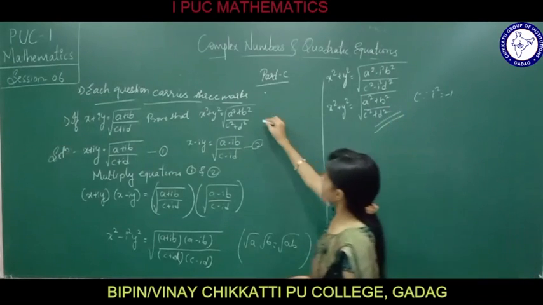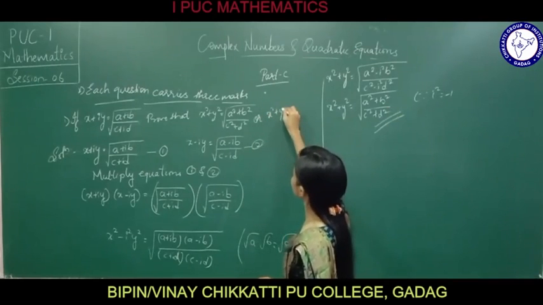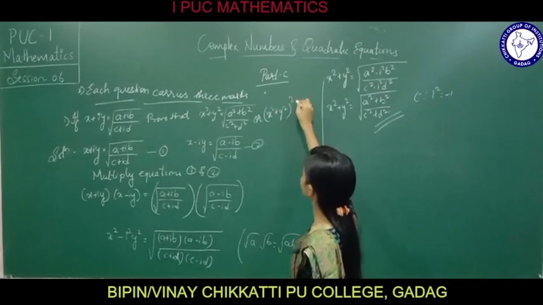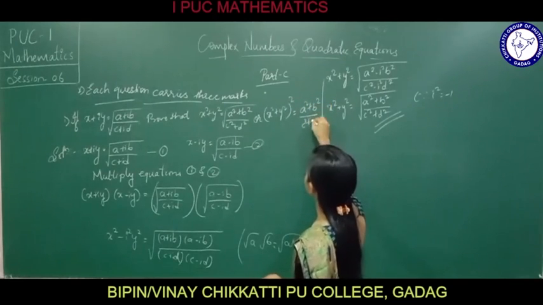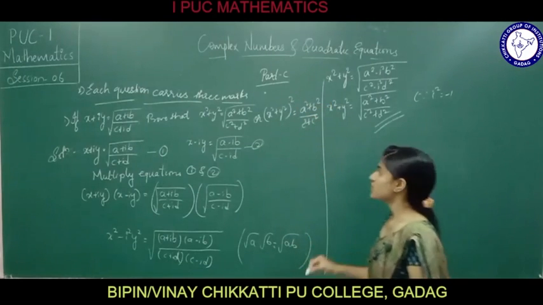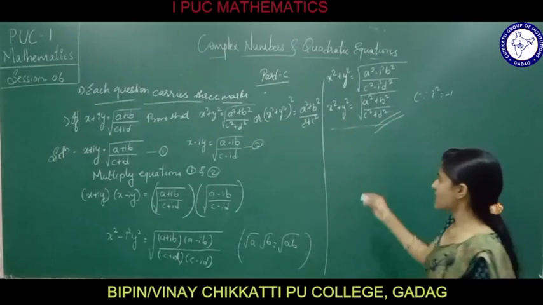Yes, they can also ask to prove that x square plus y square whole square is equal to a square plus b square divided by c square plus d square. To obtain this, what are we going to do? Squaring on both the sides.